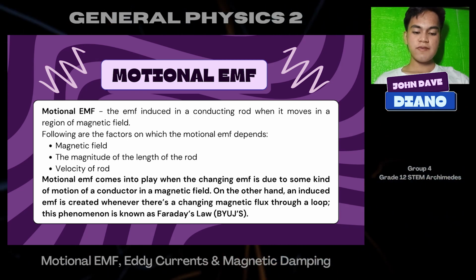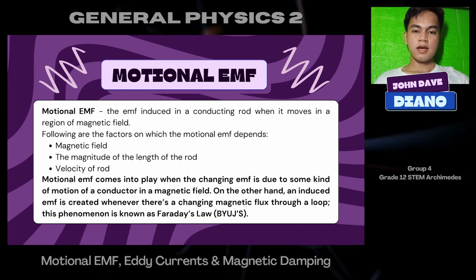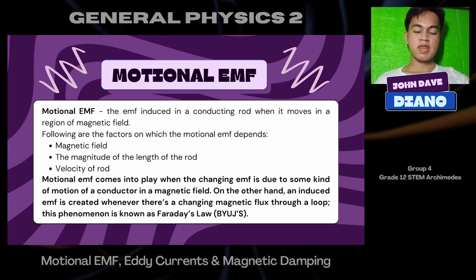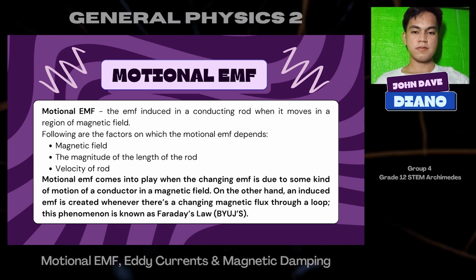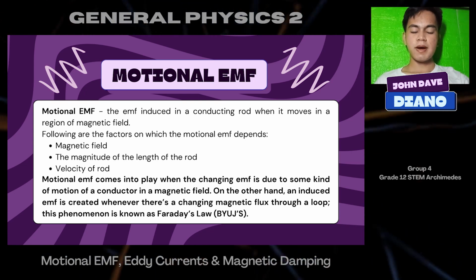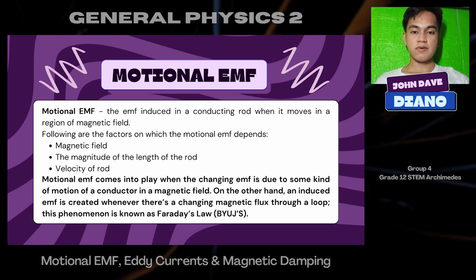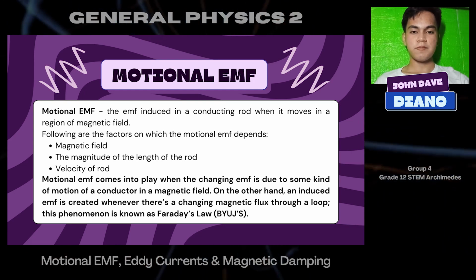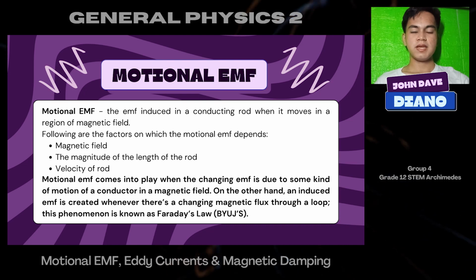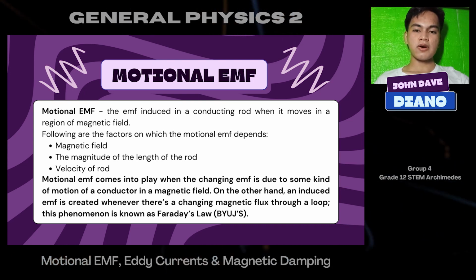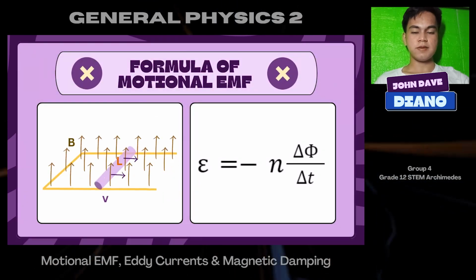We have three factors that affect the motional EMF. One, the magnetic field. Two, the length of the rod. Three, the magnitude of the velocity, or the speed, of the rod, since we are talking about a conductor, or a rod, moving at a certain speed.